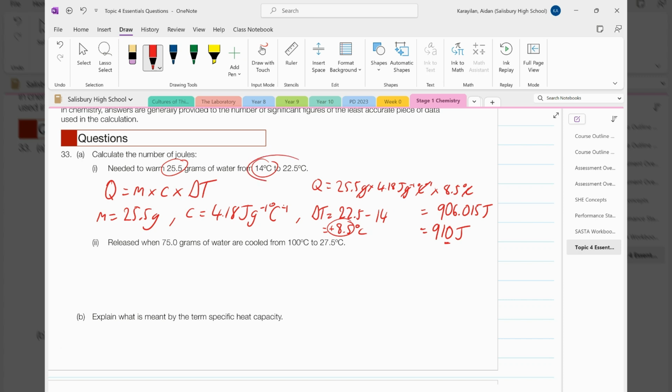It's mainly because they're not measuring the temperature to enough precision. If they said 14.0 and 22.5, then we would have been able to do an extra significant figure.